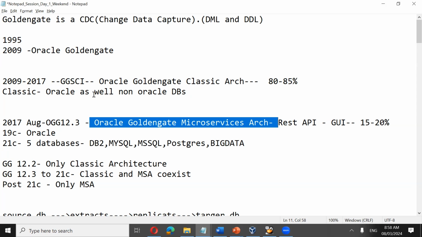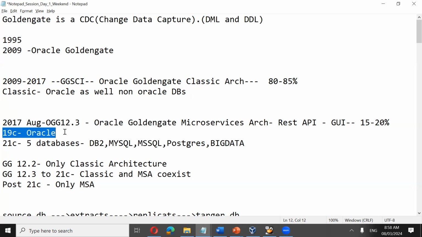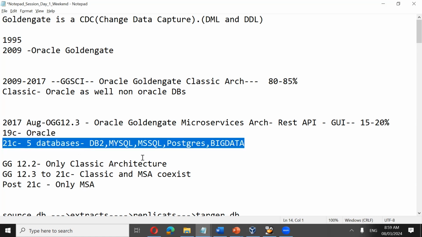Now, until 19C, Goldengate Microservices was available only for Oracle database. So if, for example, you want to set up a Goldengate replication from Oracle to MySQL, then you can only use Classic until 19C. But if you use Goldengate 21C, you can use either Classic or Microservices architecture, because from 21C, support of microservices has been included for these 5 databases. Okay. So now the question is, which is the most common architecture being used nowadays?